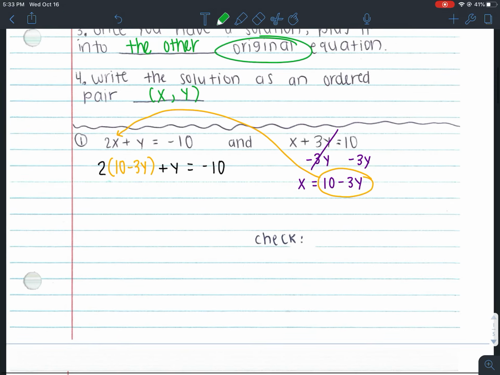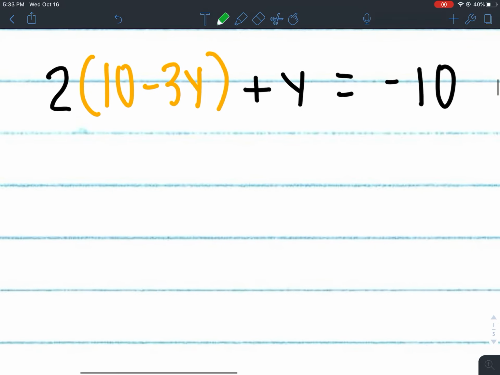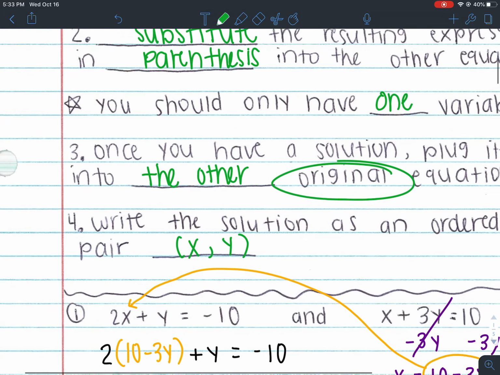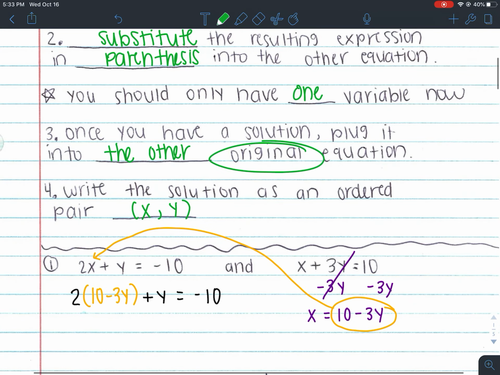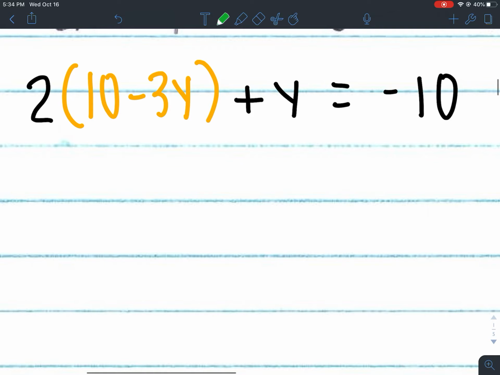Okay, now once we're here, what does the next step say? It says you should only have one variable now. So let's double check. In this equation, I only have one variable. I only have y's, right? The next thing is that once you have your solution, plug it into the original equation. So I need to solve for y here. We need to get y by itself.